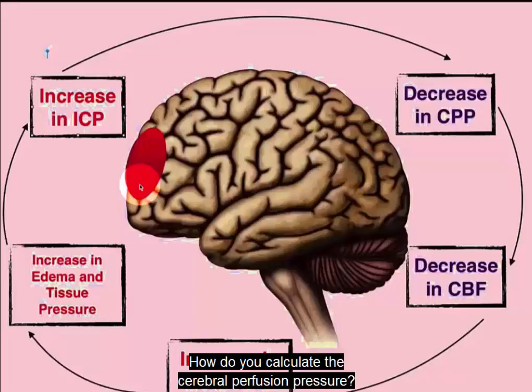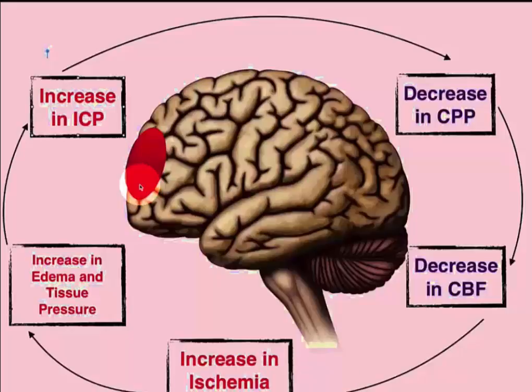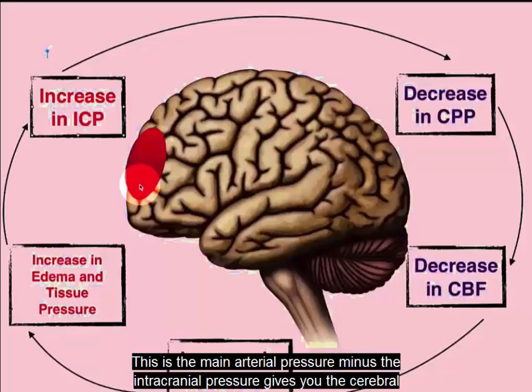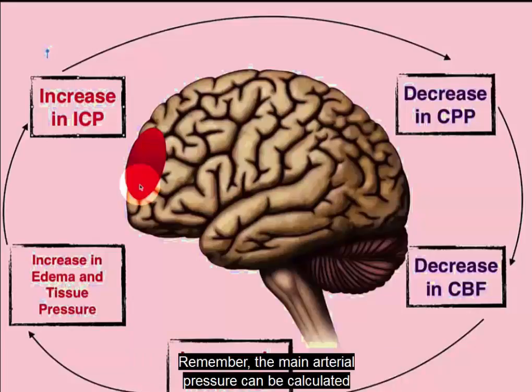How do you calculate the cerebral perfusion pressure? The mean arterial pressure minus the intracranial pressure gives you the cerebral perfusion pressure. Remember, the mean arterial pressure can be calculated by multiplying the diastolic blood pressure by 2, adding the systolic blood pressure, and then dividing it by 3. The cerebral perfusion pressure is the difference between the mean arterial pressure and the intracranial pressure.